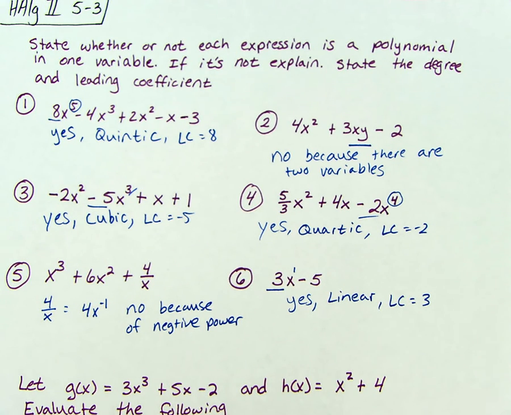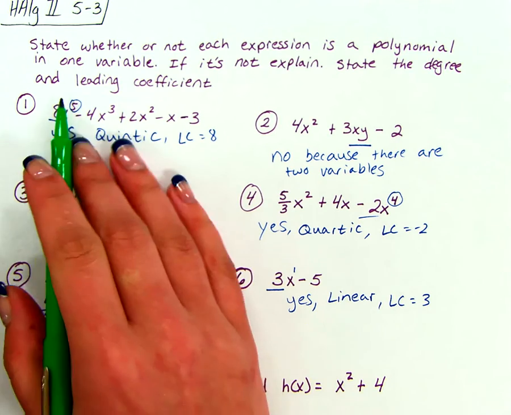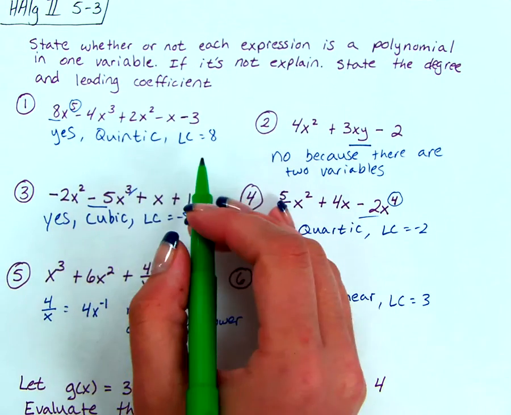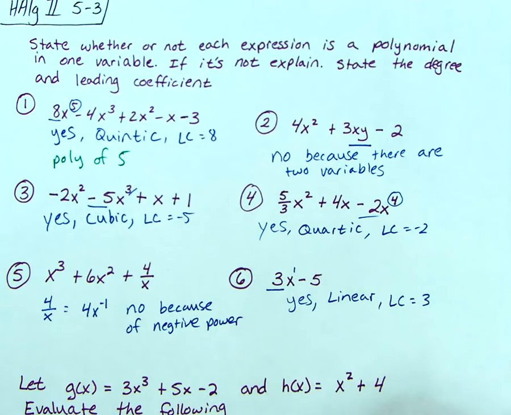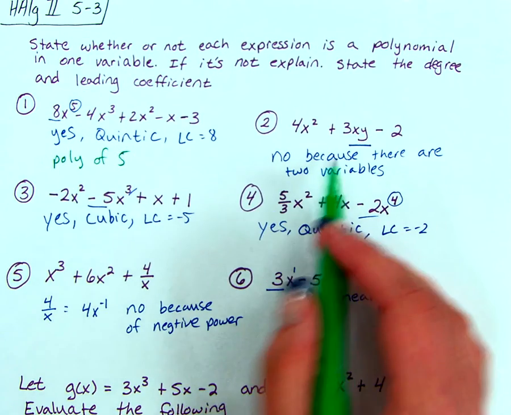And again, just for practice, we're going to go back through and classify by the number of terms for the ones that are polynomials. Okay? So looking at problem 1, we have 1, 2, 3, 4, 5 terms. So this would be a polynomial of 5 terms. This one's not, so we're not going to classify it.